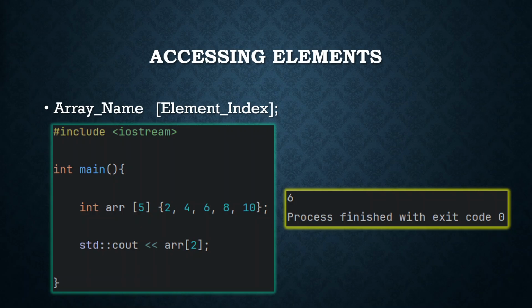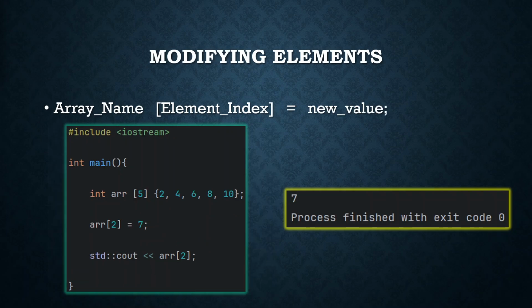To modify the elements in the array, we first access the element, then we say equals to the new value we want to assign. In the example, we have the same array as the previous example, and now we want to assign the element with the index of 2 the integer 7. We do it by accessing the element: array name, element index in brackets, then we say equals to 7. Now, if we output the element with the index of 2, we no longer see 6 but 7.